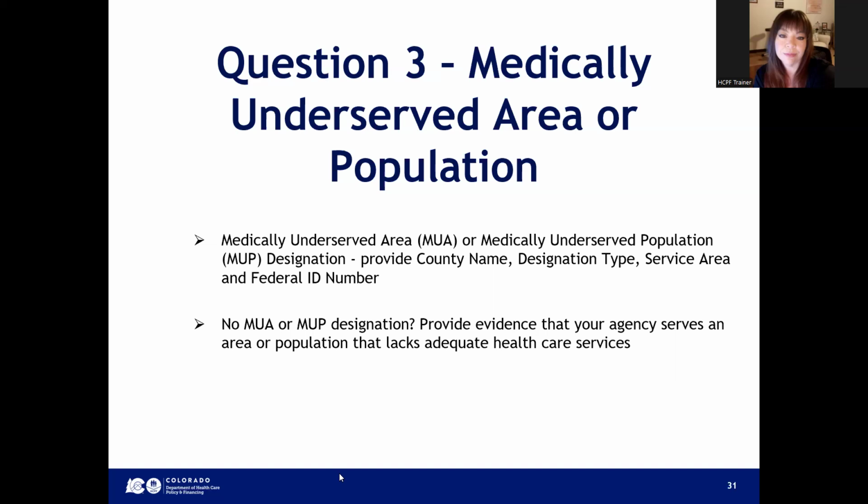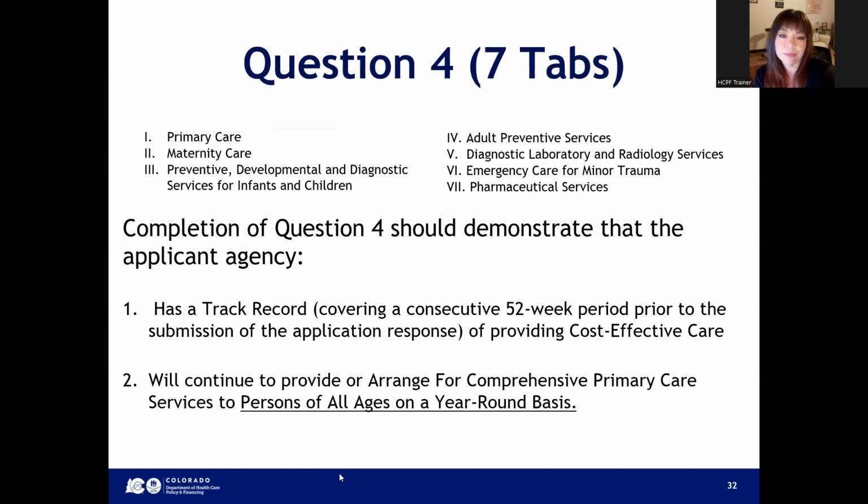If your agency provides services in an area that does not have an MUA or MUP designation, please provide evidence and cite sources that demonstrate that your agency serves an area or population that lacks adequate healthcare services for low-income uninsured persons.